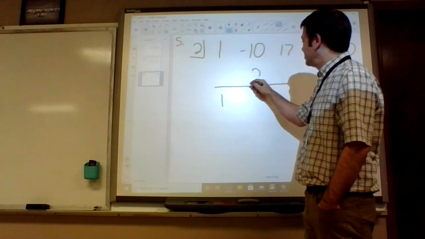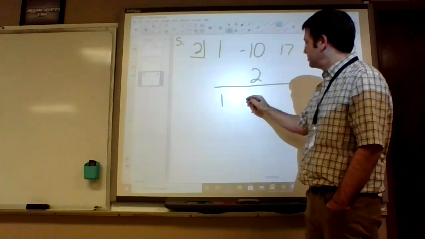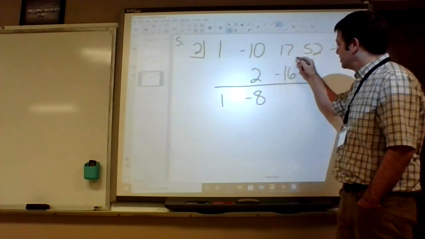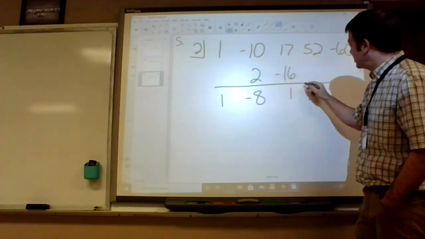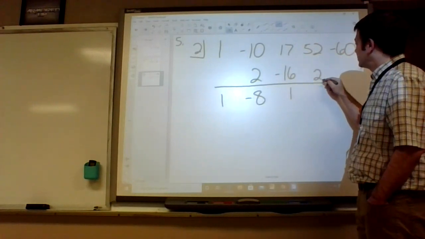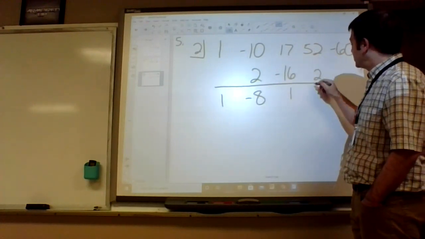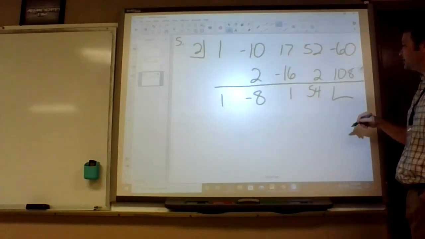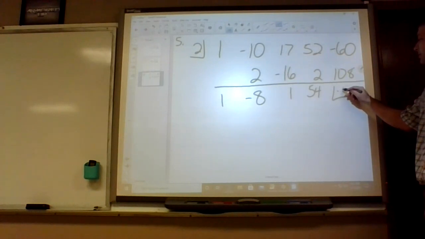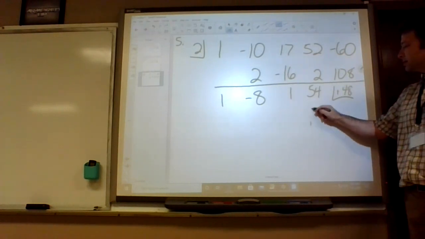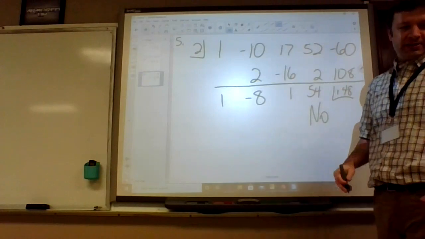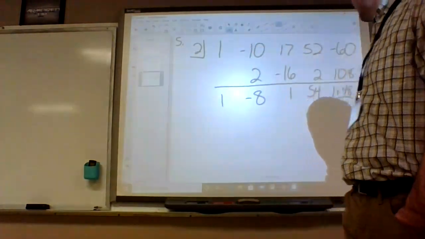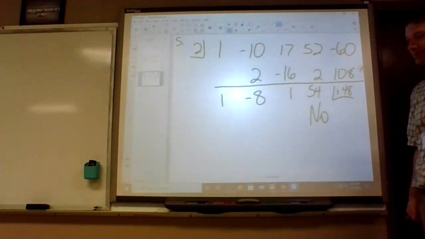1 times 2 is 2. Negative 10 plus 2 is negative 8. Negative 8 times 2 plus 1 times 2. No, I was wrong. It's not going to work. Plus is 54. Times 2 is 108. Remainder is not 0. Whoops. So I'd say no. Wait, is that negative really? It's positive. It was supposed to be positive.